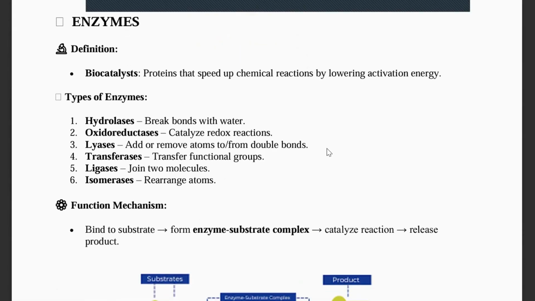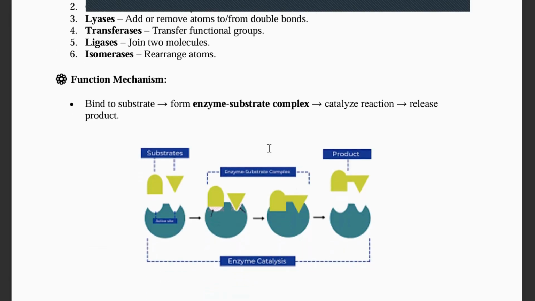Next topic is enzymes, the biocatalysts. Here, proteins that speed up chemical reactions by lowering activation energy. Types of enzymes: we have 6 types, each having different features or properties. Next, function and mechanism: it binds to the substrate, forms the enzyme-substrate complex, and finally releases the product.